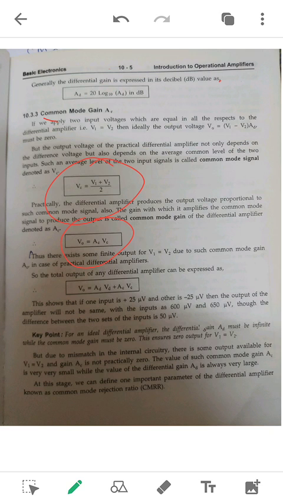So that is called the common mode gain AC. It is given by the equation V0 equals AD VD plus AC VC. AD is the differential gain, VD is the difference voltage, V1 minus V2, AC is the common mode gain, and VC is the average. So that is the equation of the output voltage V0.